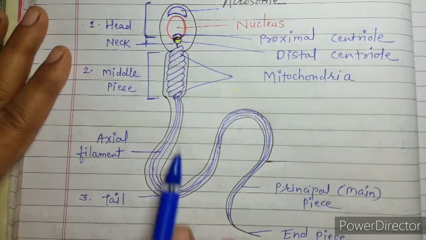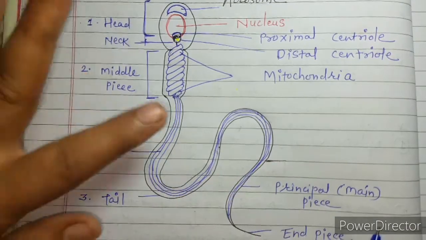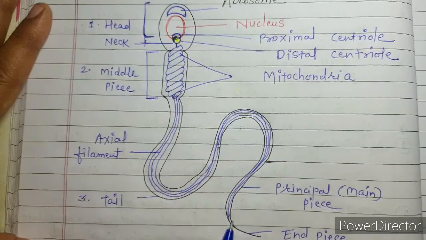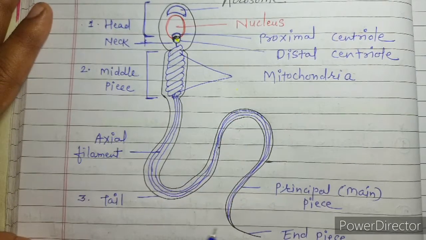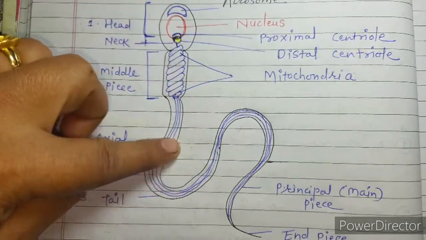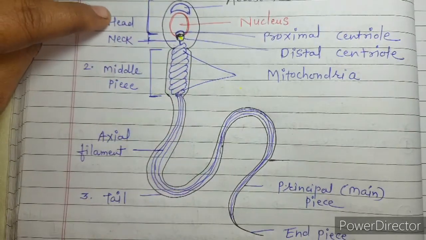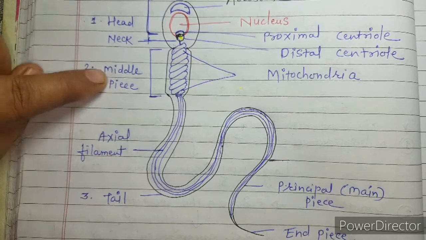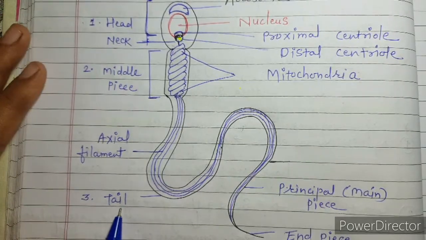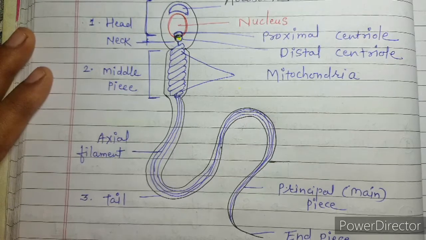The sperms are microscopic in nature. Actually a sperm is nothing but an elongated cell, and it is divisible into three parts. Now see here, the first part is called the head, the second part is called the middle piece, and the third part is called the tail. Okay, these are the three parts of the sperm.